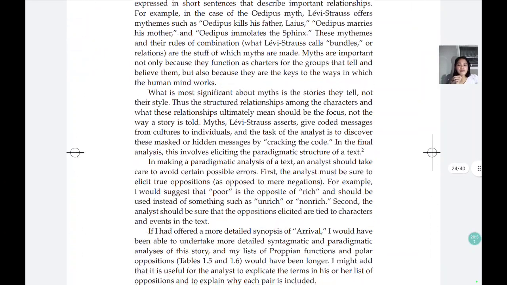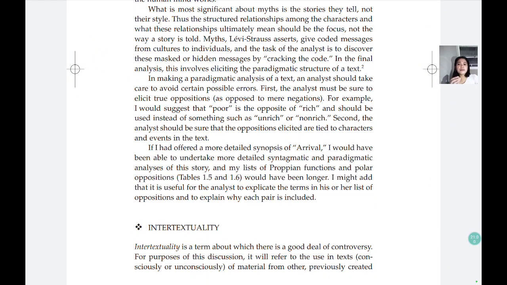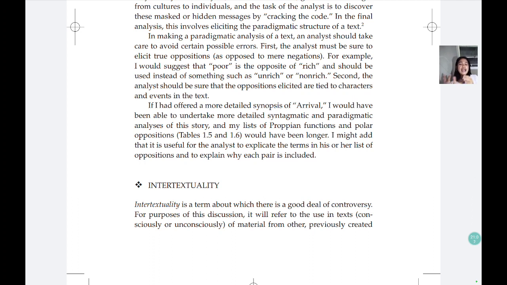So in making a paradigmatic analysis of a text, an analyst should take care to avoid certain possible errors. First, the analyst must be sure to elicit true oppositions. For example, I would suggest that poor is the opposite of rich and should be used instead of something such as unrich, as I have discussed a while ago. Second, the analyst should be sure that the oppositions elicited are tied to characters and events in the text.